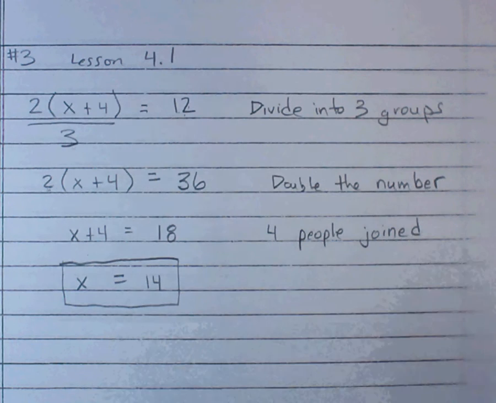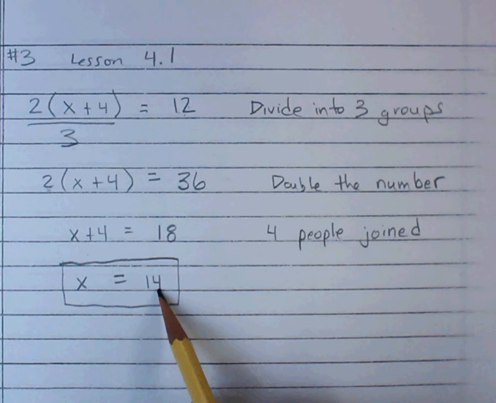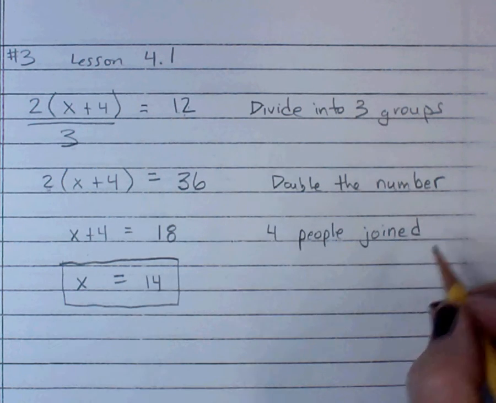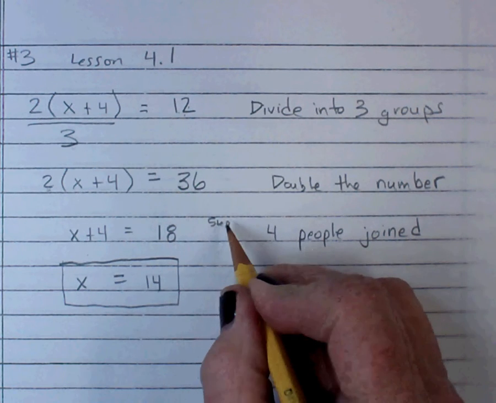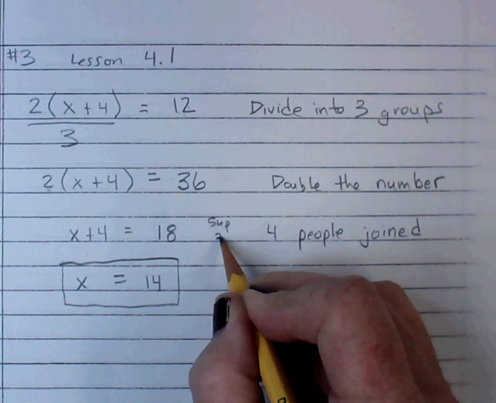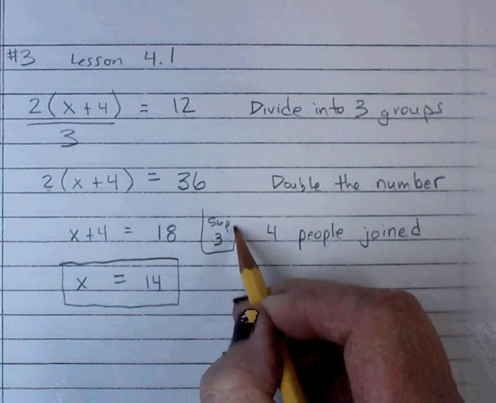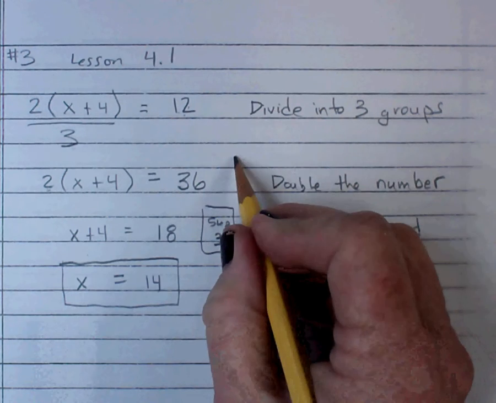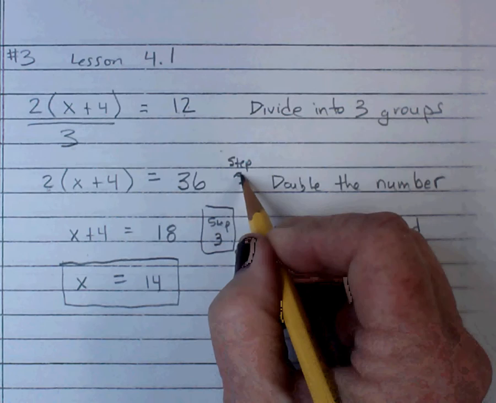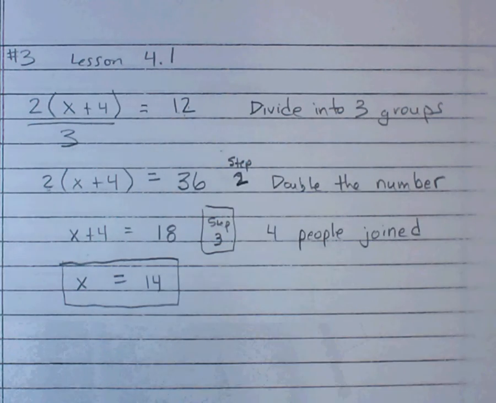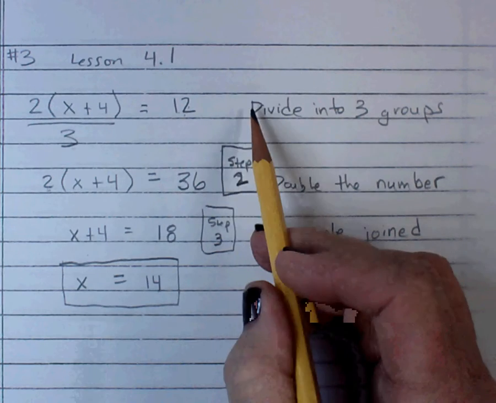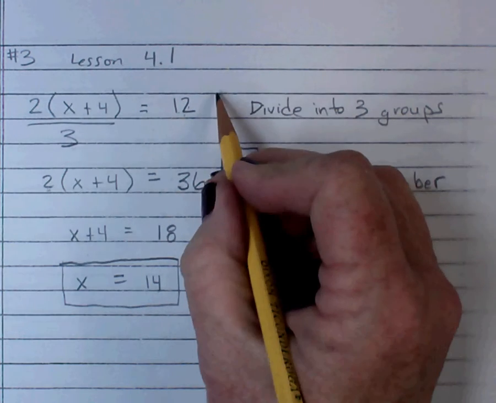And so the order that things happened was they started with 14, 4 people joined, which was originally step 2. Step 3. And then doubling the number was originally step 1. Sorry, step 2. I'm thinking of the middle 3 steps, but step 1 and 5 don't change. And this was originally step 4.